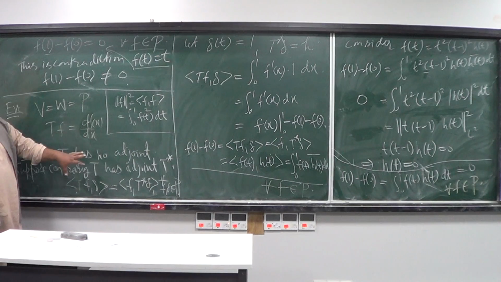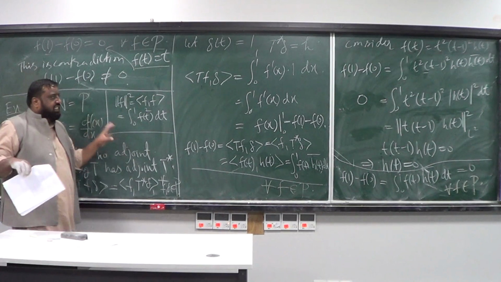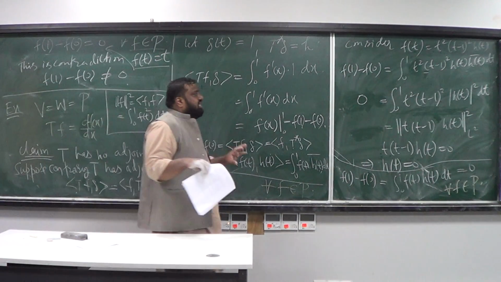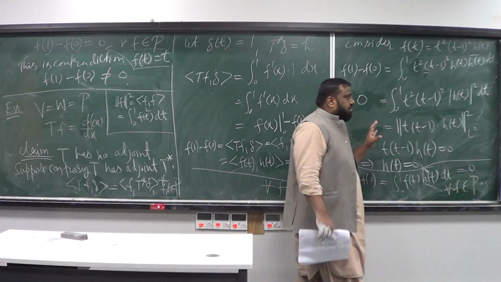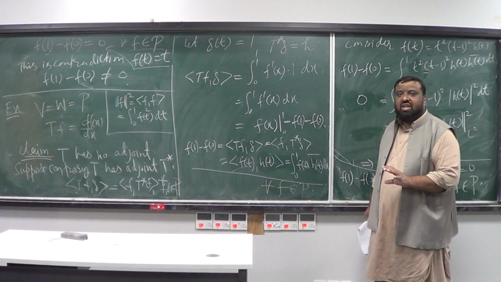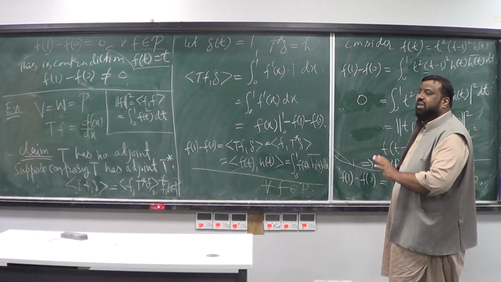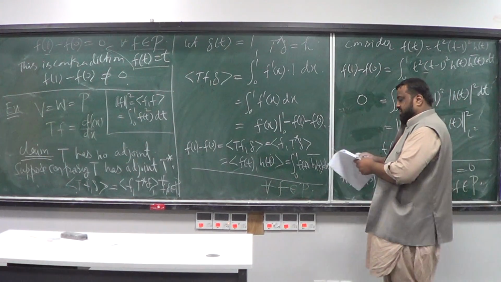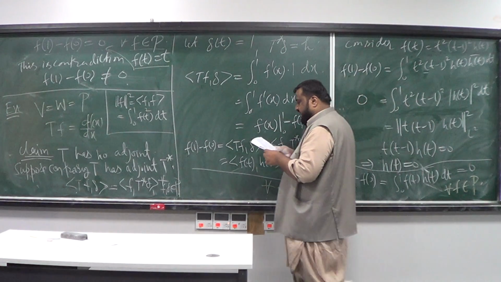So what do all these calculations show? That T does not necessarily have an adjoint. Every single operator does not necessarily have an adjoint. Okay? Does not necessarily have an adjoint.